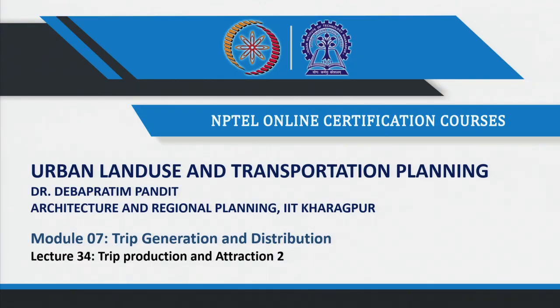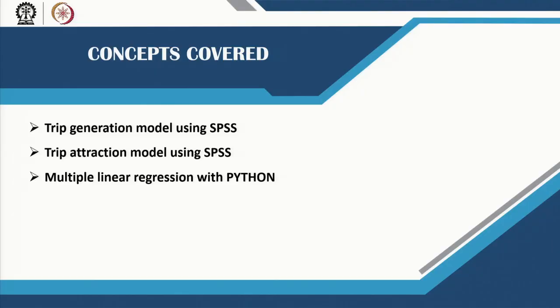Welcome back. In lecture 34, we will continue with trip production and attraction, the second part. So, we will develop a trip generation model using SPSS. Then we will develop a trip attraction model as well using SPSS. And finally, I will show you a multiple linear regression using Python.